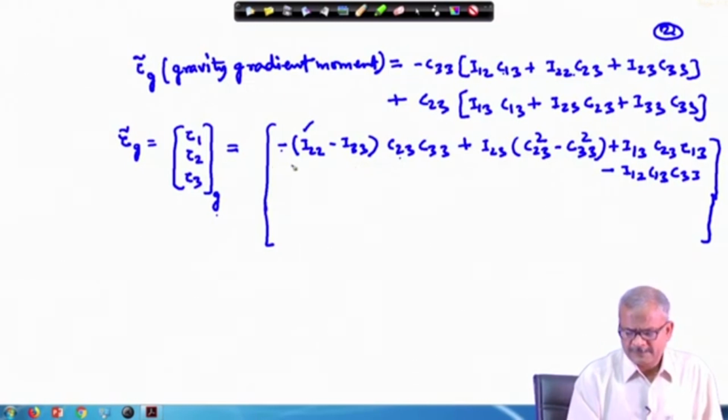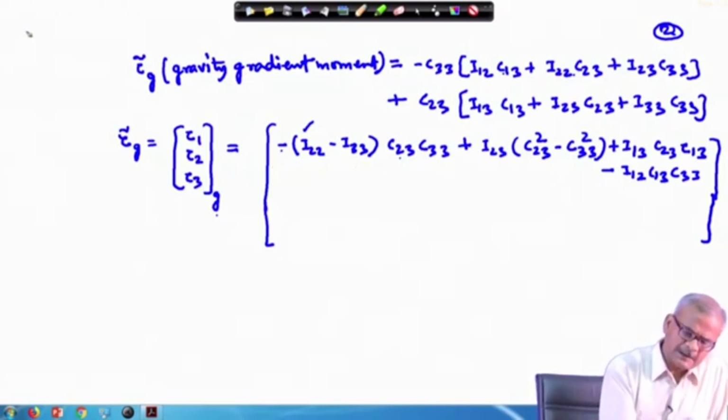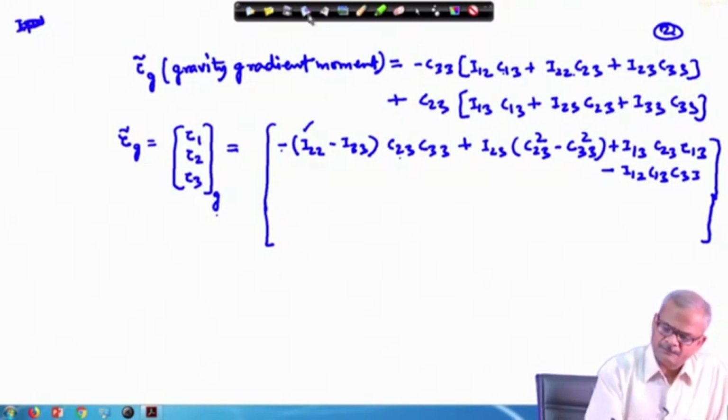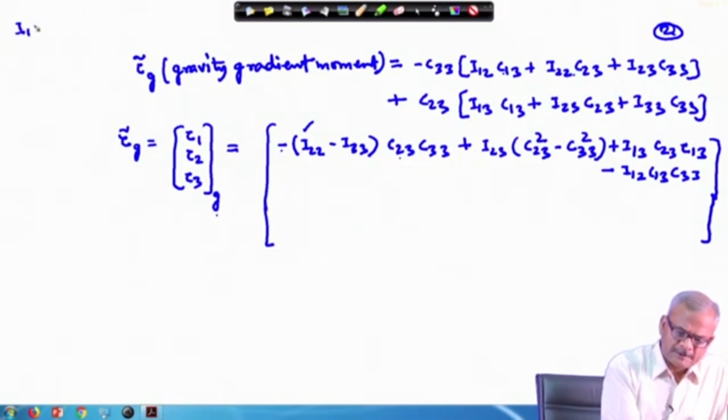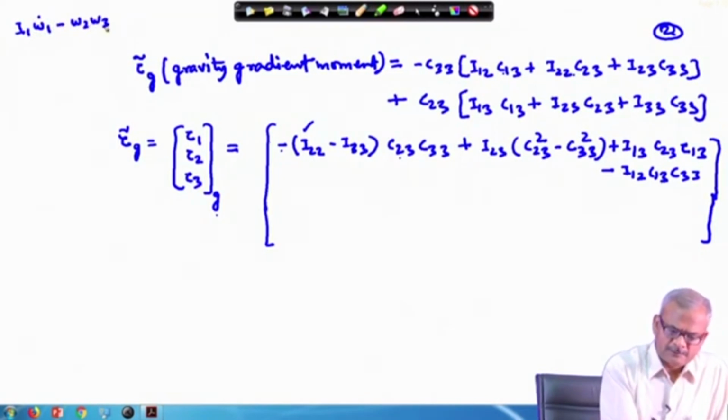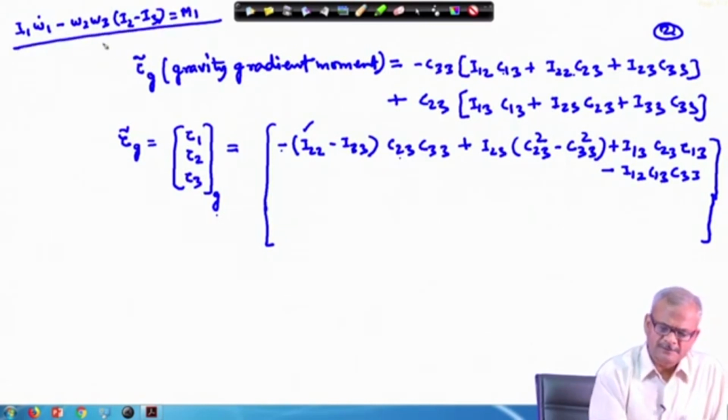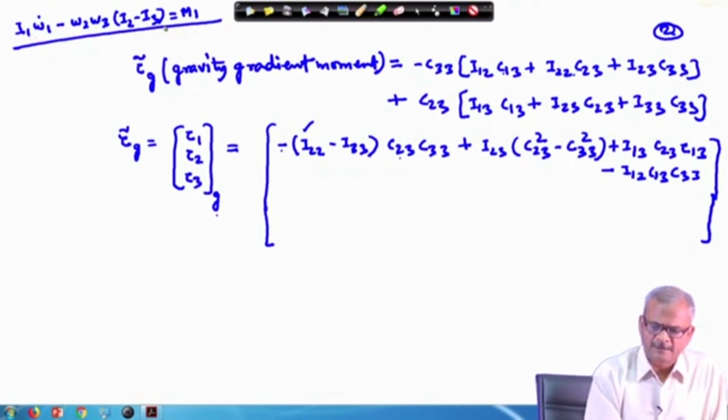So, what we see is that once we are writing the Euler's dynamical equation, while writing that, say there you have written I1 times omega 1 dot minus omega 2 times omega 3 times I2 minus I3, and on the right hand side you have written the torque. So, torque we have written by M1. So, in this equation if the off diagonal terms are 0, at that time we tend to write like this I1, I2 and I3.